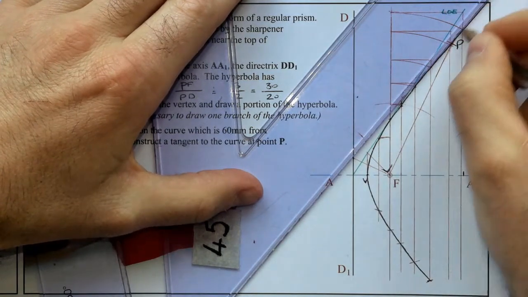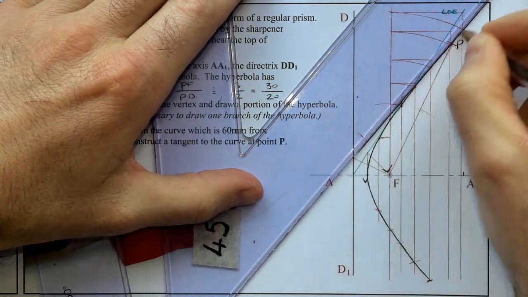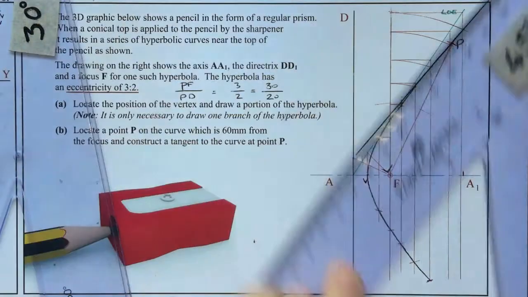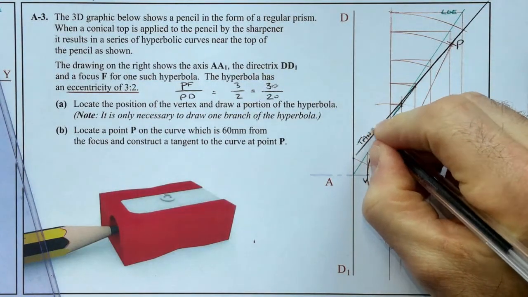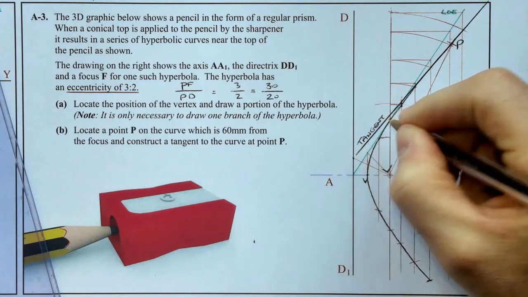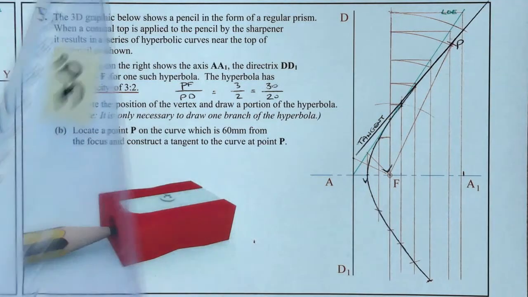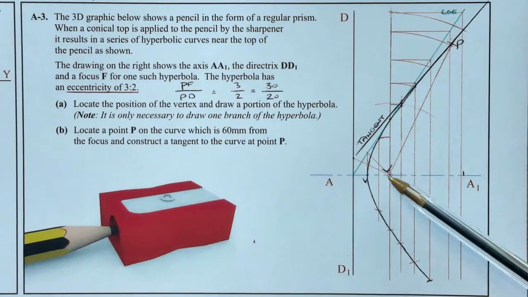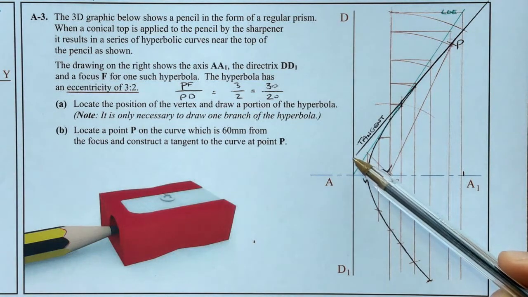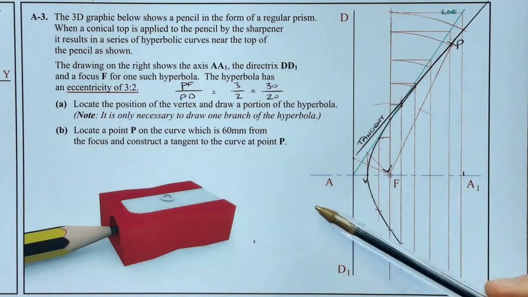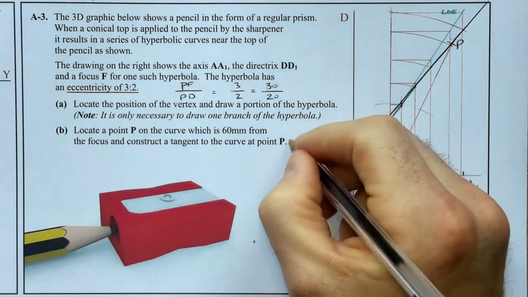Hopefully it does. And there we have it. That there is my tangent. That is a principle common to all conics. So if you extend the focus out to the point and then go perpendicular from that line, from the focus to where it hits the directrix, that point where it hits the directrix, if you connect that to P, that will give you your tangent. Okay, so that part not too bad either.